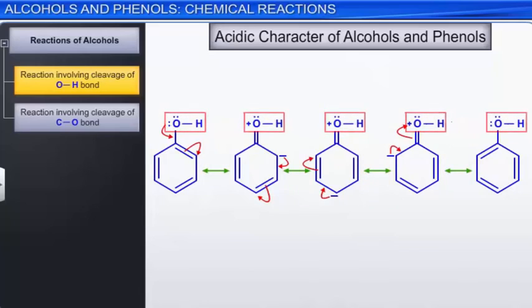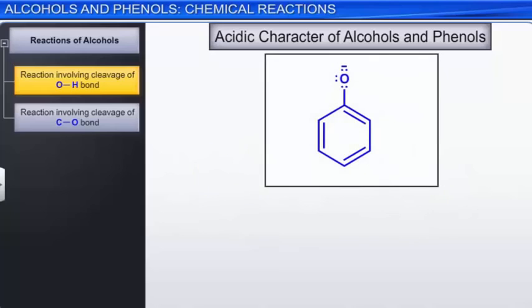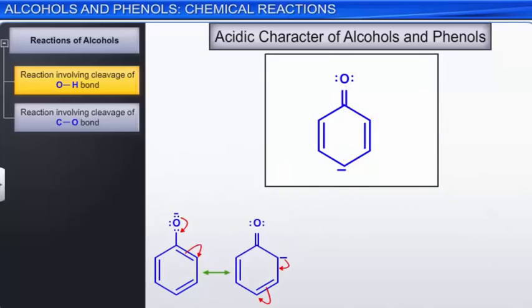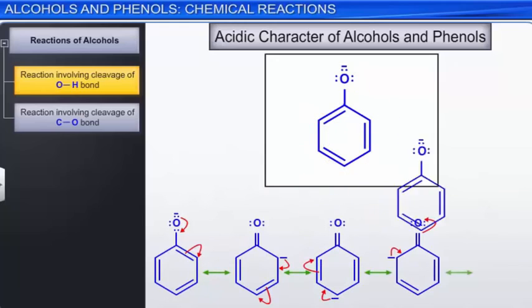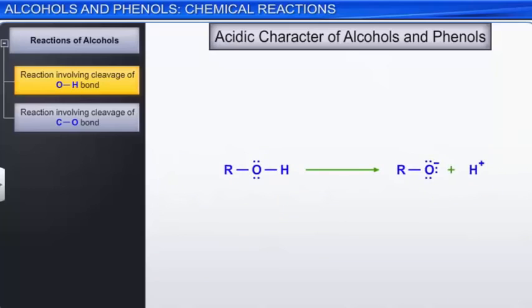The phenoxide ion forms when phenol ionizes by losing a hydrogen ion. The resonance structures of the phenoxide ion are shown here. Notice that the negative charge of the ion is delocalized, which stabilizes the ion. On the other hand, in the alkoxide ion, the negative charge is localized on oxygen, which makes it less stable. The charge delocalization favors the ionization of phenol.